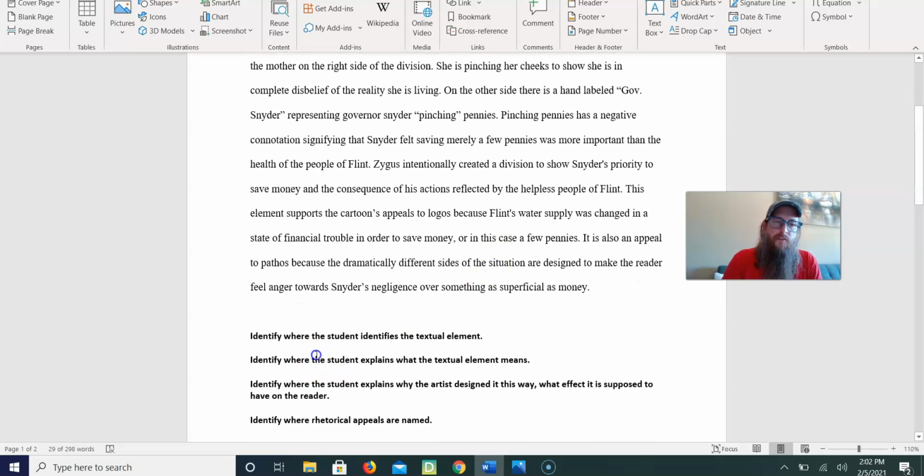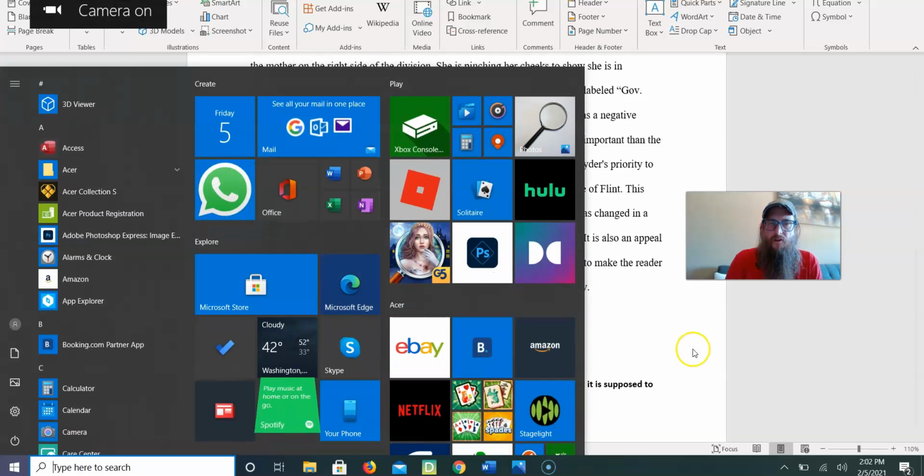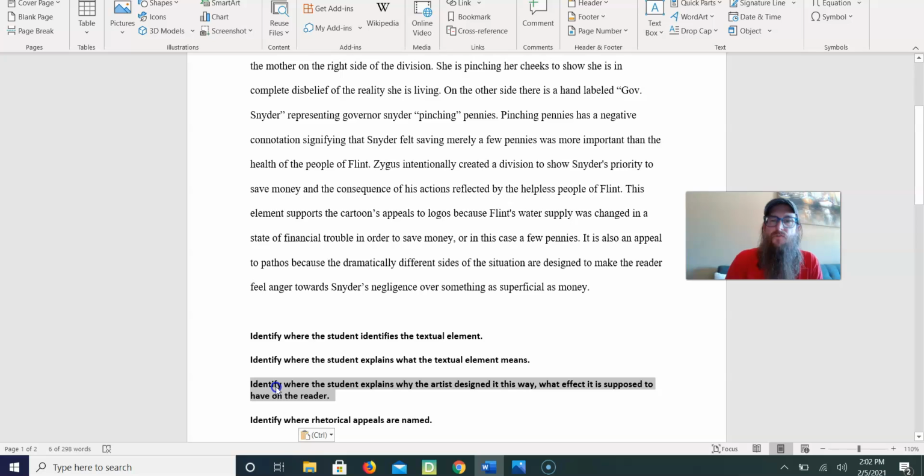All right, what's the next one? Identify where the student explains what the textual element means. This is different than explaining why the artist designed it that way. These are two different things. This is meaning. Oops, sorry about that. This is purpose.